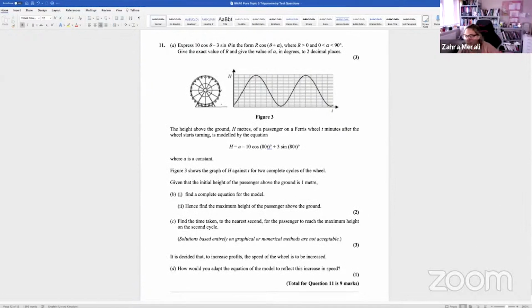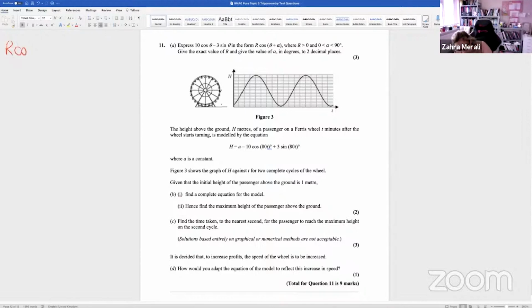Okay, so question 11. I've only got 5 minutes, so I'm going to do this very rushed and talk through it, but pause it, go through it, and see if you can do it later. And I'll try go through it again slowly at some point.